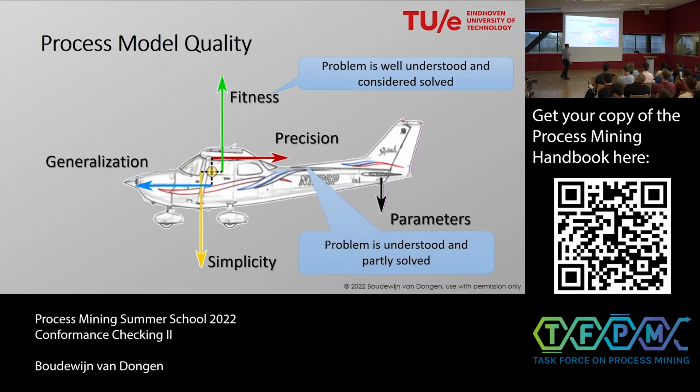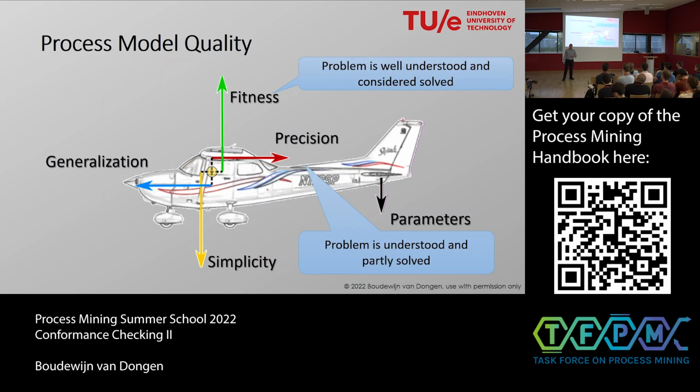But how about precision? Intuitively, it would be the fraction of the model's behavior that is covered in the event log. Right? That's how you would do it in data mining. Precision in data mining is just the intersection of the log and the model's behavior divided over the behavior of the model.